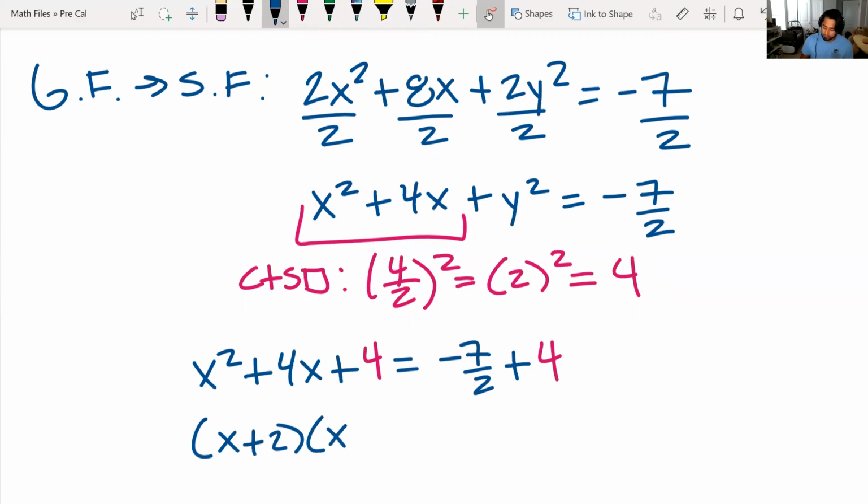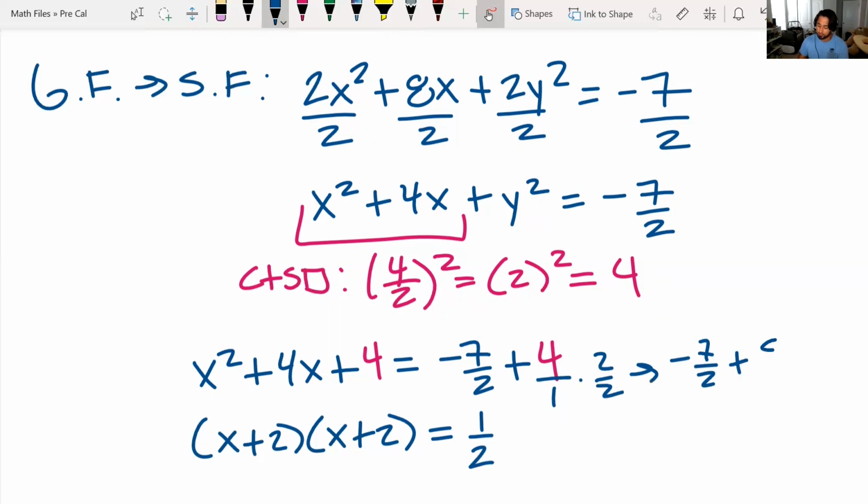x plus 2 times x plus 2. Do a little math magic here. Negative 7/2 plus 4. Well, I can do 4 times 2 is 8. And 8 plus negative 7 is 1. So we're going to get 1/2. Or just get a common denominator, put that over 1 multiplied by 2 over 2, and negative 7/2 plus 8/2 is 1/2. Okay, if you want.